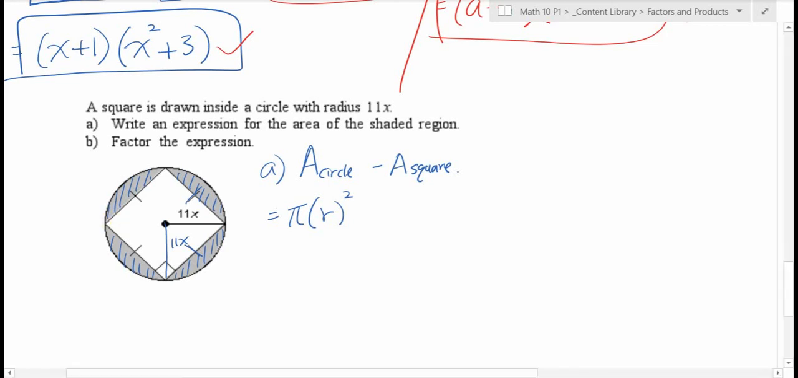Instead, I'm going to use the area of the triangle to find the area of the square in this case. Because if I extend this, I have a triangle right here. If this is 11x, then this is also 11x, right? Which makes it 11x plus 11x. The total is going to be 22x. And if you recall, the area of the triangle is simply base, which is 22x, times height, which is 11x, divided by 2.